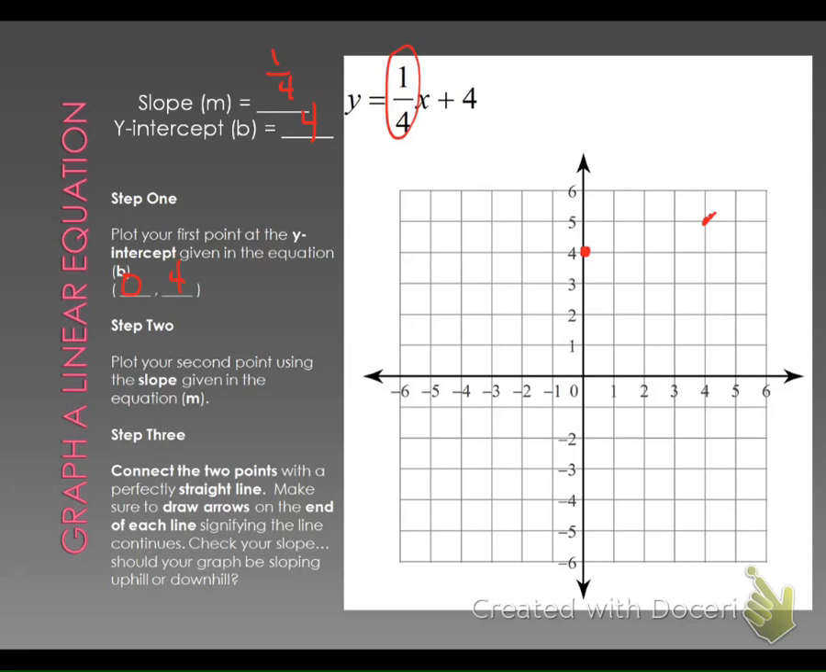Notice I'm going from one point to the next from my known point, or my y-intercept. I don't start from my origin. I don't say, oh, go up 1 and then over 4 from my origin. I start from my y-intercept.